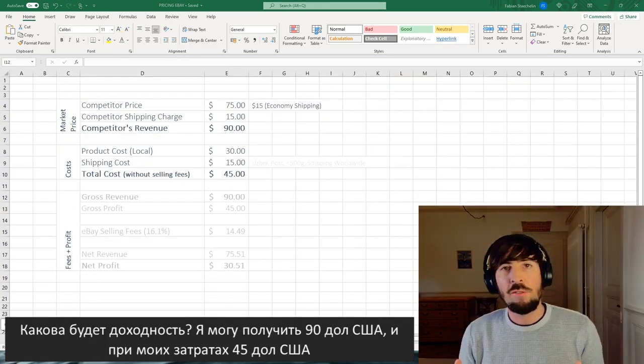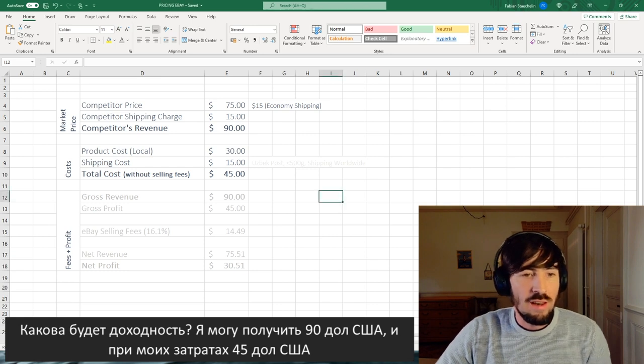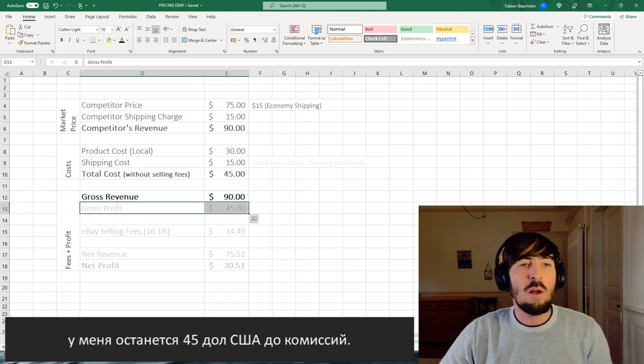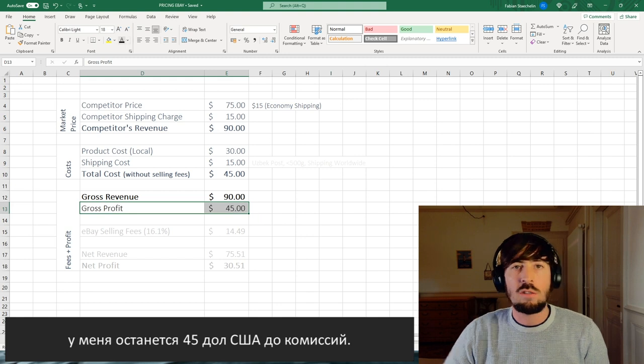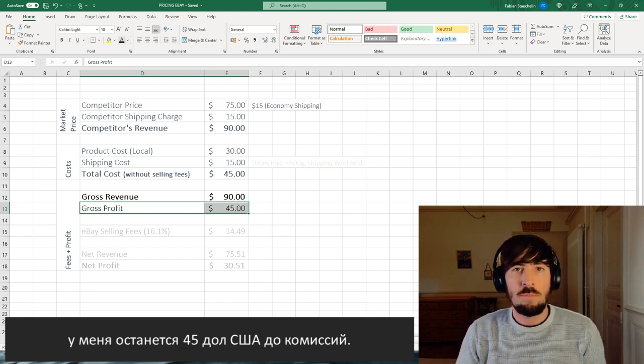So how much profit will I be able to make with this product? So we established that I can make $90 because this is the market value of this product. It follows that my gross profit should be $45. $90 minus my cost of $45.